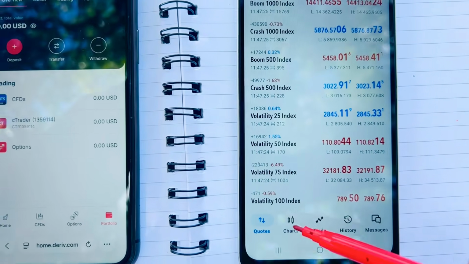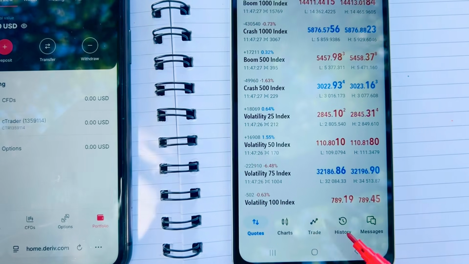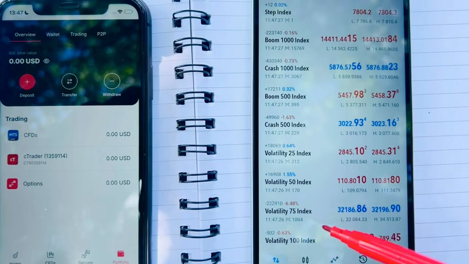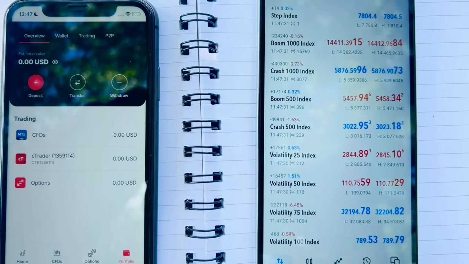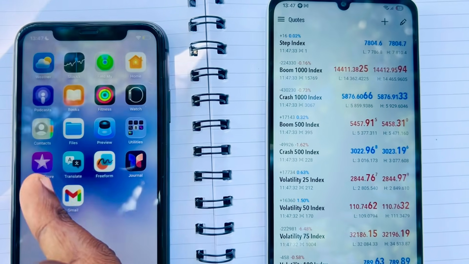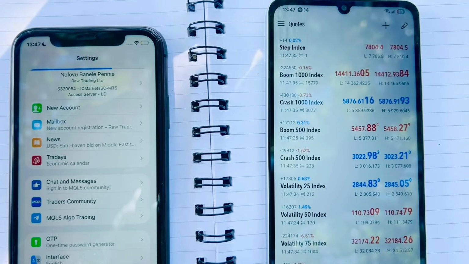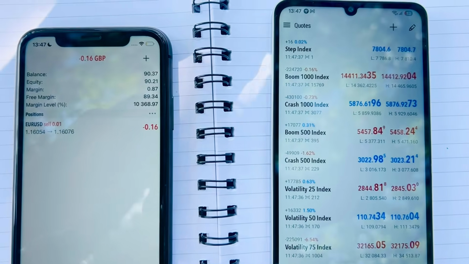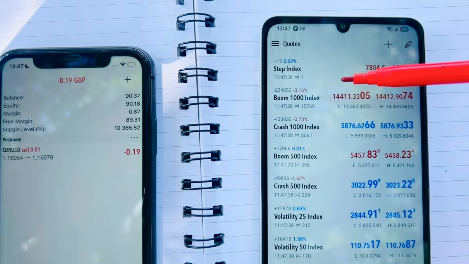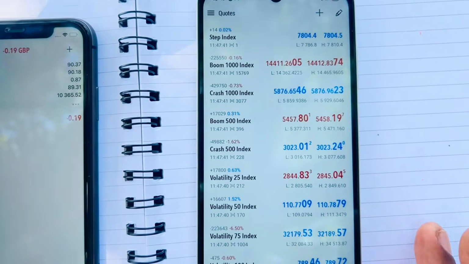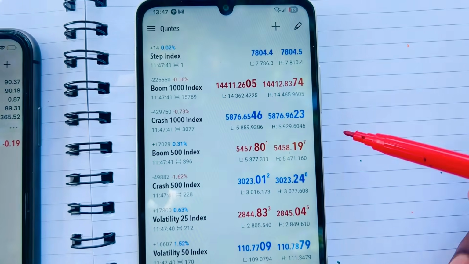What are these assets? If I press quotes here, this is quotes, charts, trade, history, messages. If we press this here, you see. Let's open my Trader 5 this side. We've opened a trade. All right. This is beating, or it's still on a loss. Now, what is this? We're talking about V75.